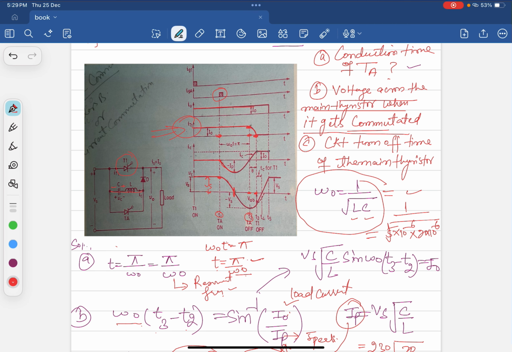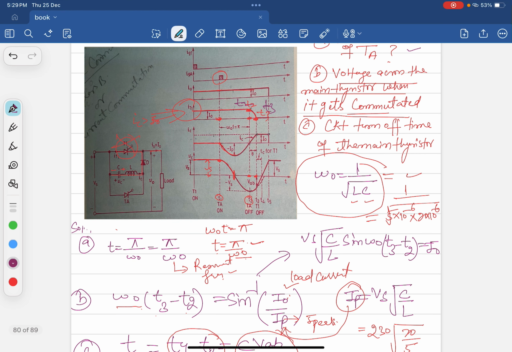Now the current flows through the diode and this thyristor. It is not flowing in the load current because the charging current is higher than the load current. So what happened, the thyristor gets commutated. When it gets commutated at the instant t2, here the instant is t3. From t2 to t3 it gets commutated.